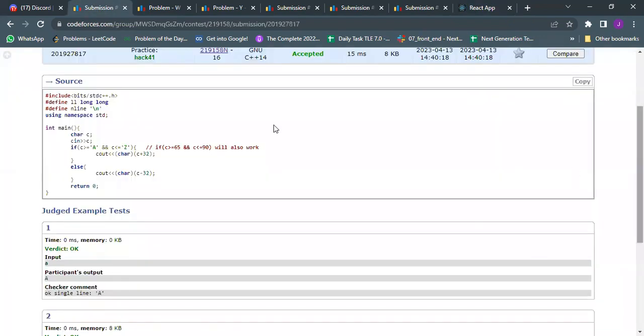Let's move to the solution for this. How to hide this.